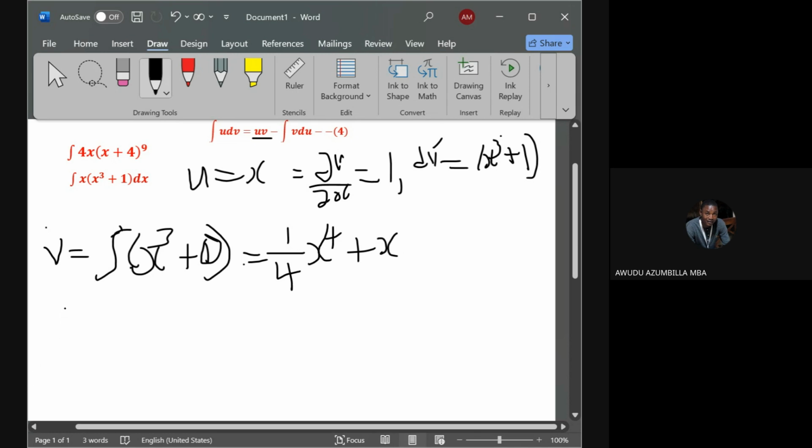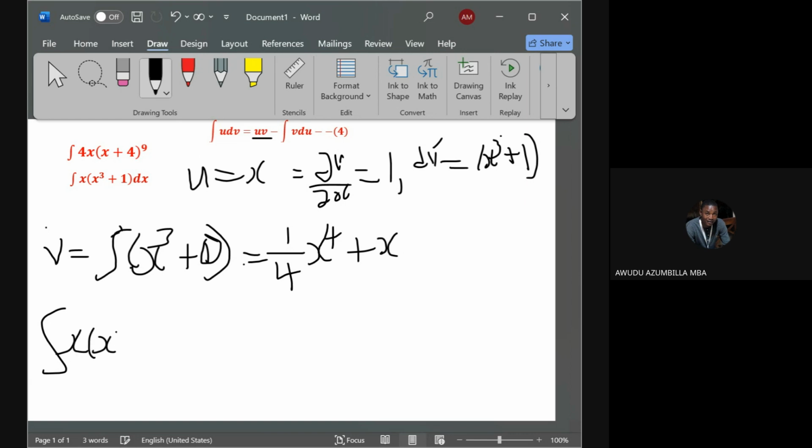What is our v? So our function here, that is x bracket x cubed plus 1, is equal to u times v. What is u first? We said let u is equal to x, so x. And what is our v? Our v is now 1 over 4 x raised to the power 4 plus x.